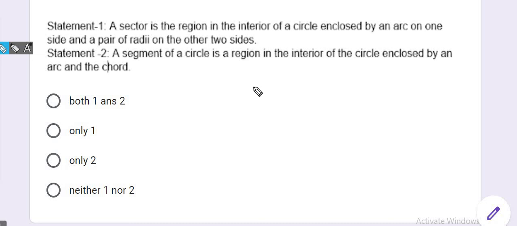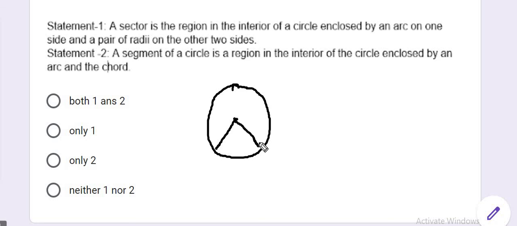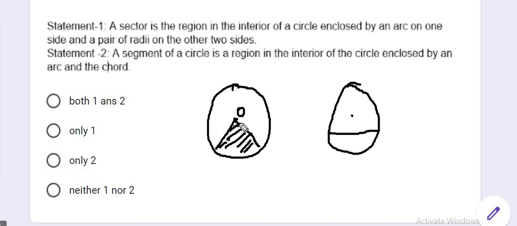Bonus 3. We have statement 1 and statement 2. Before reading the statements, I am going to make a figure of sector and segment. Here the sector is the region included between radii and the arc, and the segment is between arc and chord. So statement 1 says sector is the region in the interior of the circle enclosed by an arc on one side and a pair of radii. So statement 1 is correct.